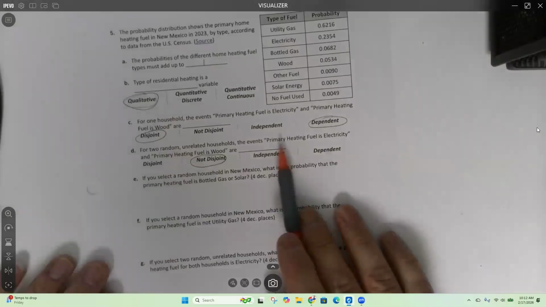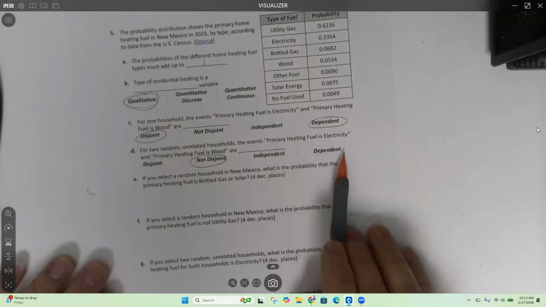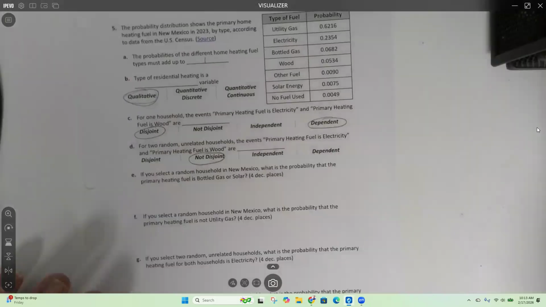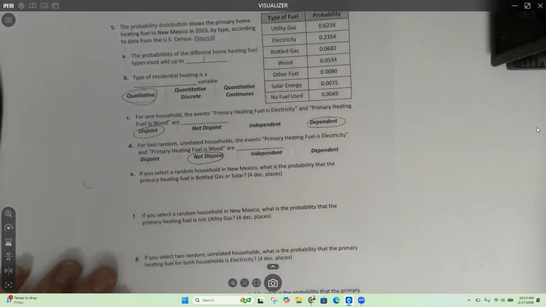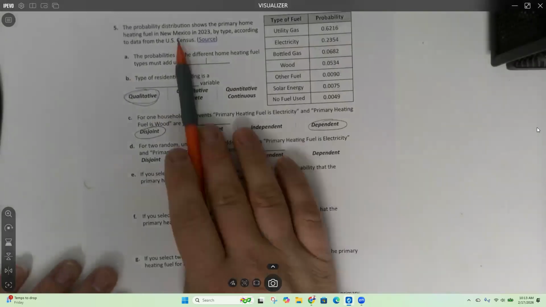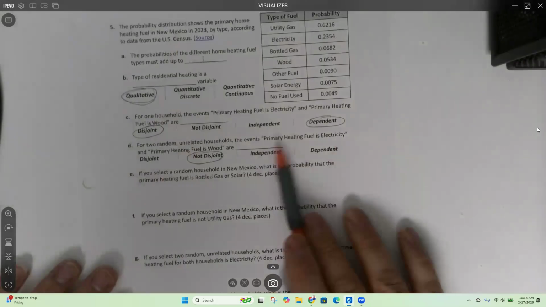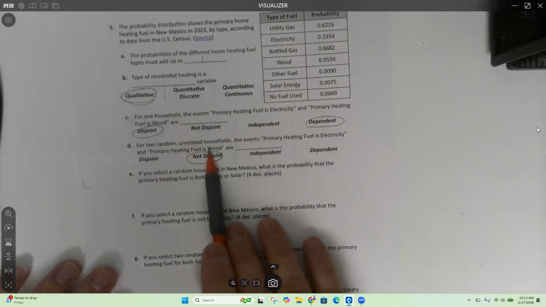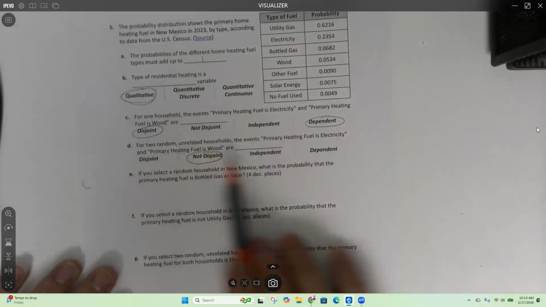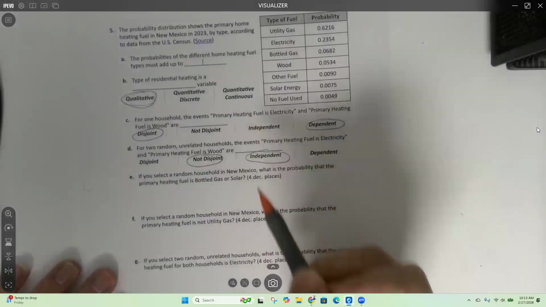So, if my answer is electricity, I would argue that my neighbor would be dependent because it's more likely that we all use the same type on the block, but this is random unrelated households in New Mexico. So if I'm living in Santa Fe and my answer is electricity and some other guy somewhere else in Albuquerque is saying wood, are those independent or dependent? Those are independent. My answer doesn't affect his.